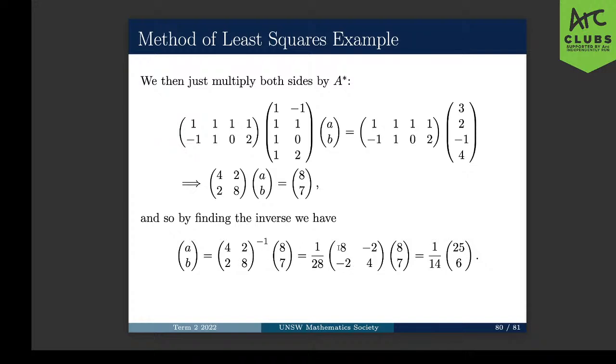The inverse is just switching around the diagonal elements, making the anti-diagonal elements negative, and dividing by the determinant. You eventually get this vector here, 25 on 14 and 6 on 14. So the line of best fit, you just read off the coefficients. The first one was A, and the second one was B. So you get 25 on 14 plus 6 on 14 x, which is 3 on 7 x.